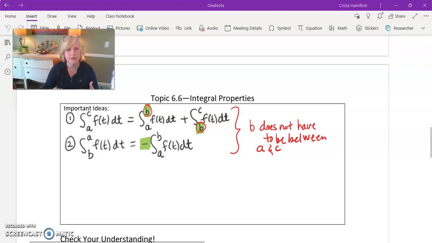You could have B being 0 and A being 5, or you could have B being 5 and A being 0. It doesn't really matter, order on these things, that these properties work both ways. That if I have 5 to 0, that's the same as the opposite of 0 to 5. And just like negatives, you can move them from one side to the other. So it doesn't really matter that the negative is in front of the left side or the right side of that equation. Likewise, B does not have to be between A and C.